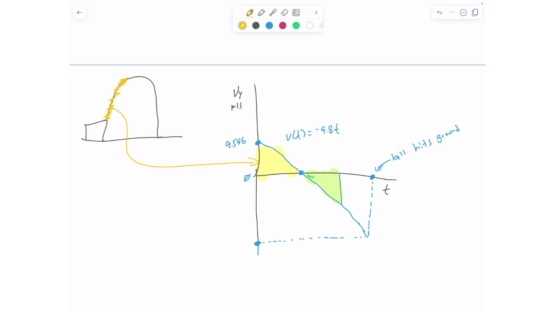So that's the area under the curve. The area under the velocity versus time graph is the displacement. How much did it get displaced? And here we're talking about vertically. And then the green part over here is when it's coming back down, right? This part right here. That's where it's coming back down, which is this part right here.